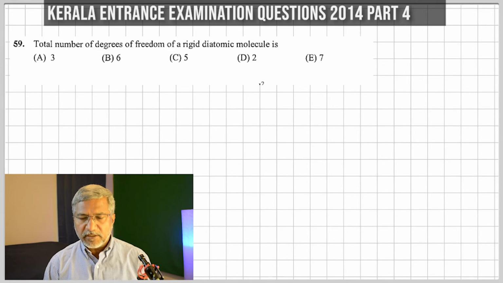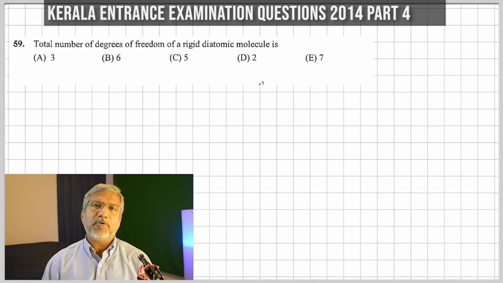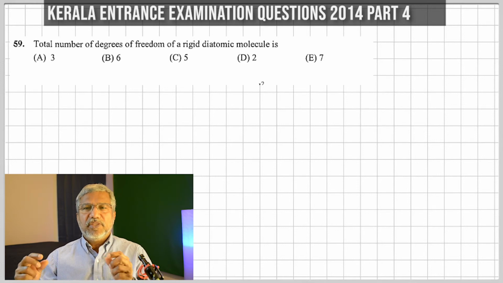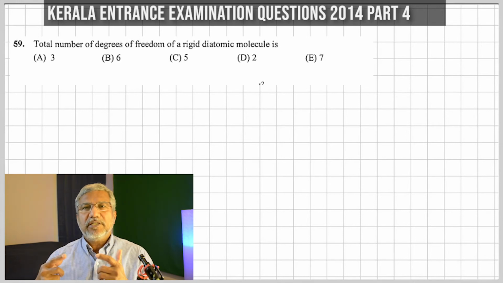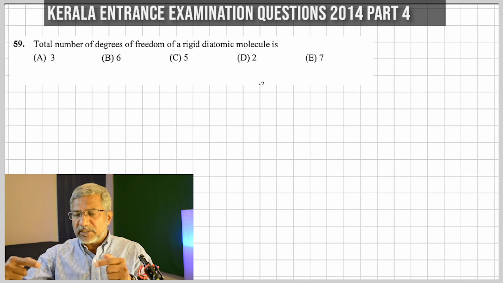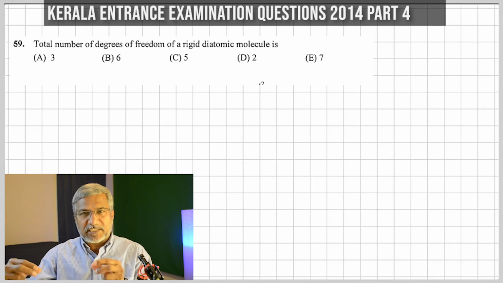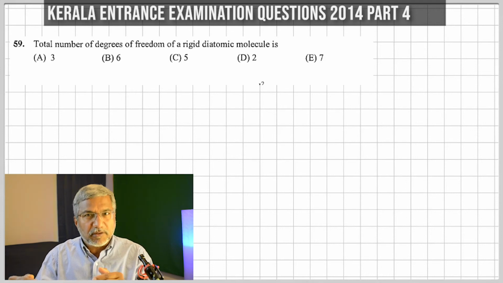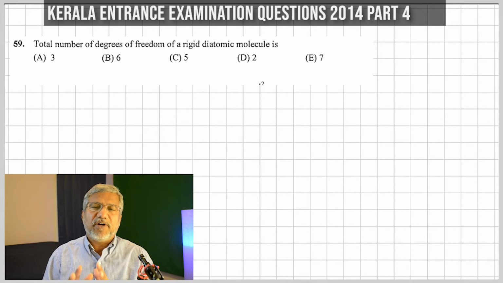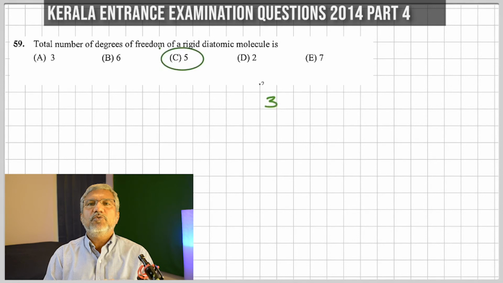All right. 59. The total number of degrees of freedom of a rigid diatomic molecule. Oh, we just spoke about that. If it's diatomic, then it has 3 degrees of vibrational freedom because it can vibrate along the X, along the Y, you see, along the Y, and it can vibrate along the Z. But when it comes to rotation, it only has 2 degrees of freedom because the rotation about the bond axis, because it's diatomic, there are 2 atoms, that is negligible. Why? Because the moment of inertia will be small. So that's negligible. So you only have 5. 3 vibrational plus 2 rotational.